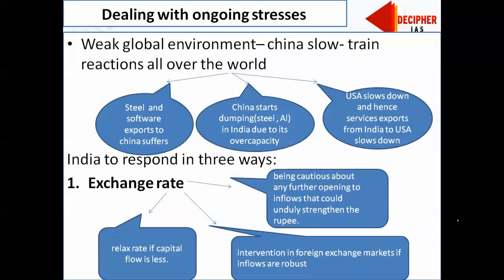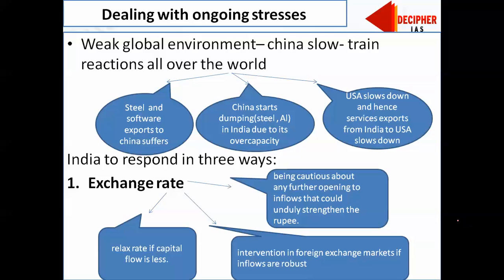Chinese companies also have more capacity. They will start dumping their products in India. Also, USA slows down when China slows down, and hence service exports from India to USA also slow down. Okay, so because the economies are intermingled with each other, the effects have to be there.